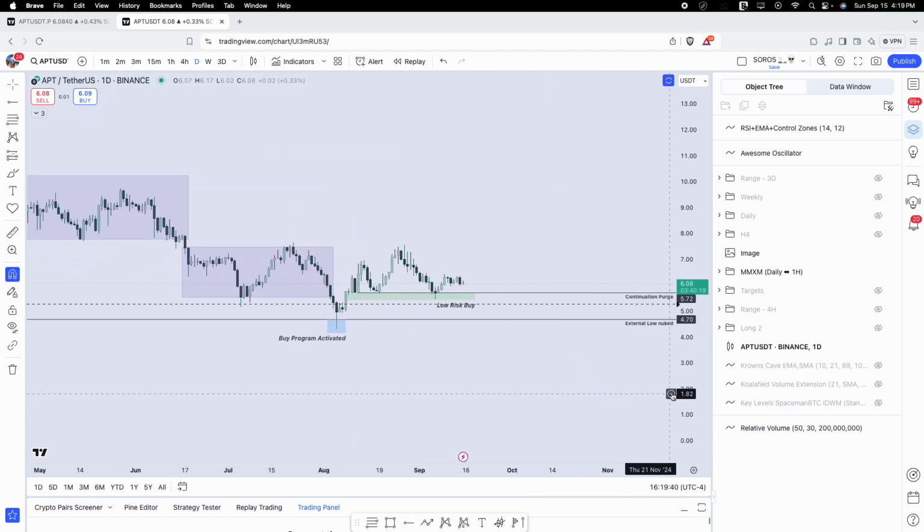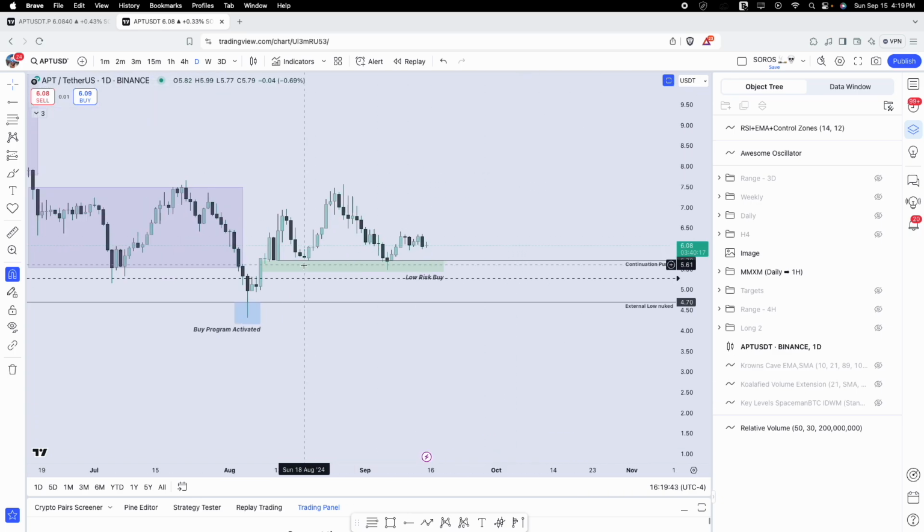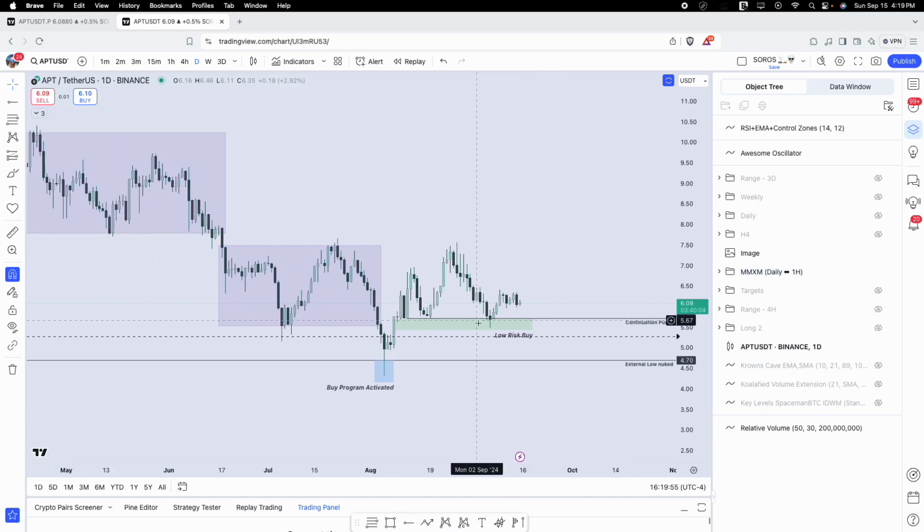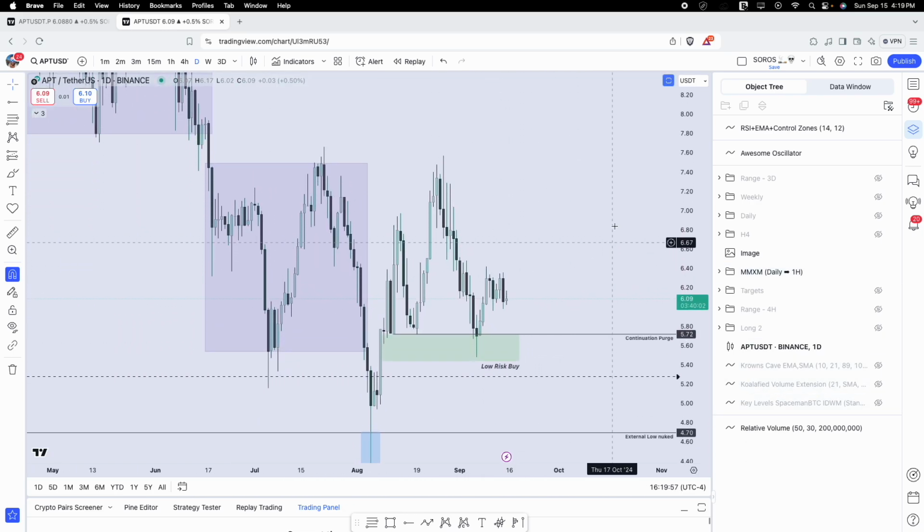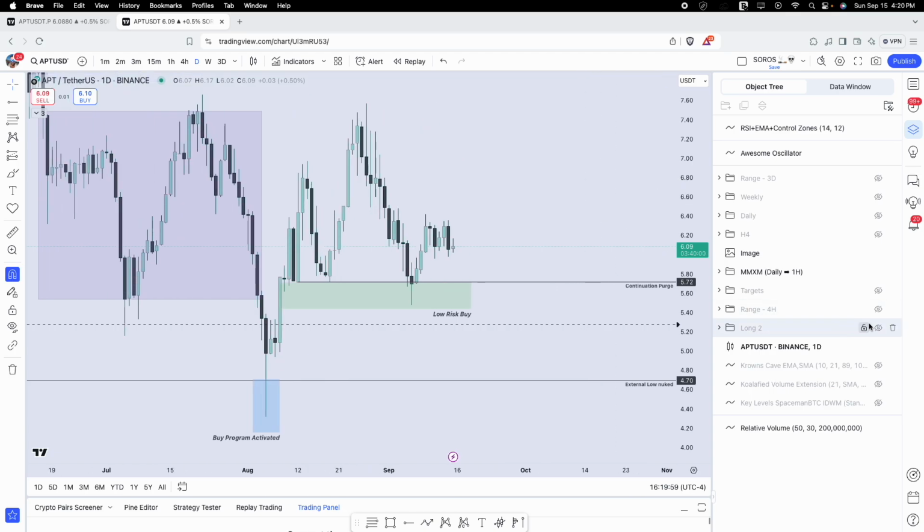So your low risk buy in this case was in this daily imbalance below these lows. You could see they basically purged all this sell side, rebalanced here, and then started moving up. So within this range, I'm actually looking for a low time frame entry.